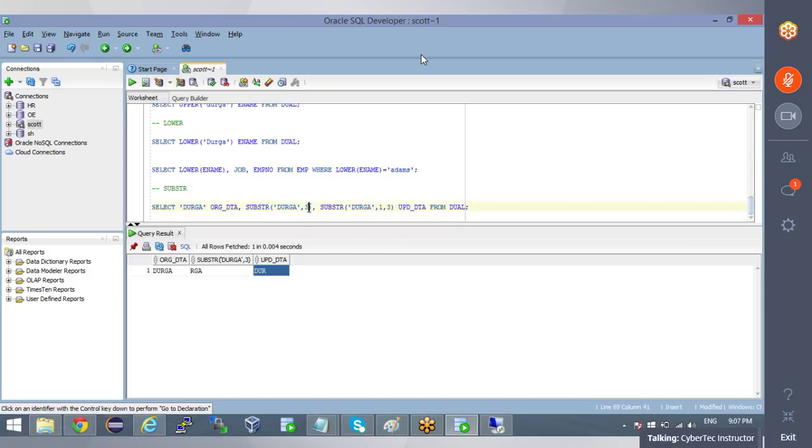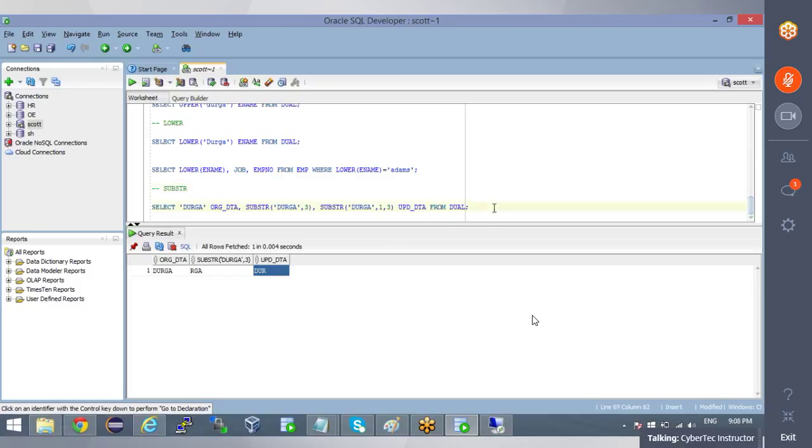Whenever you don't give the third argument, it picks the characters from that particular start position and retrieves the entire data from that position. Whereas when you provide the third argument, it extracts that many characters from the given string, and that is what substring is all about. Okay, clear?